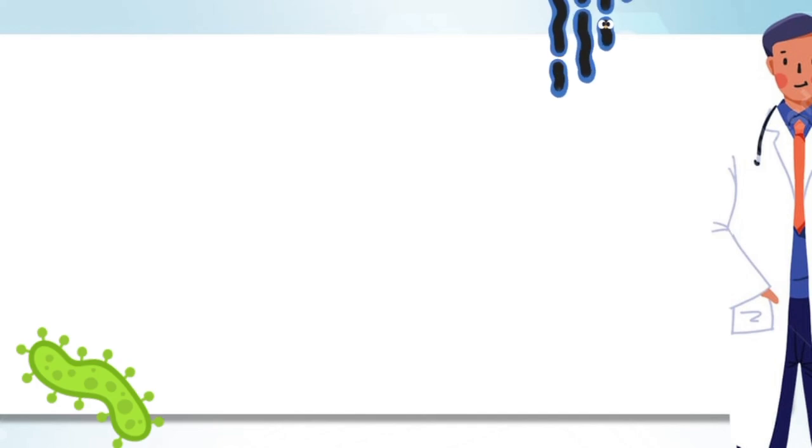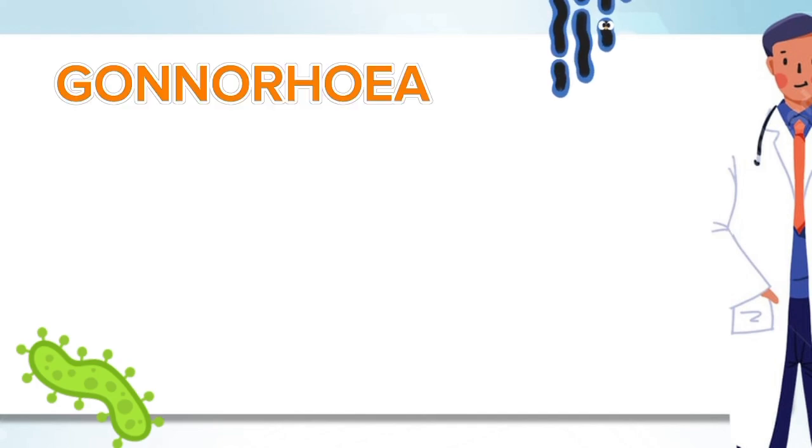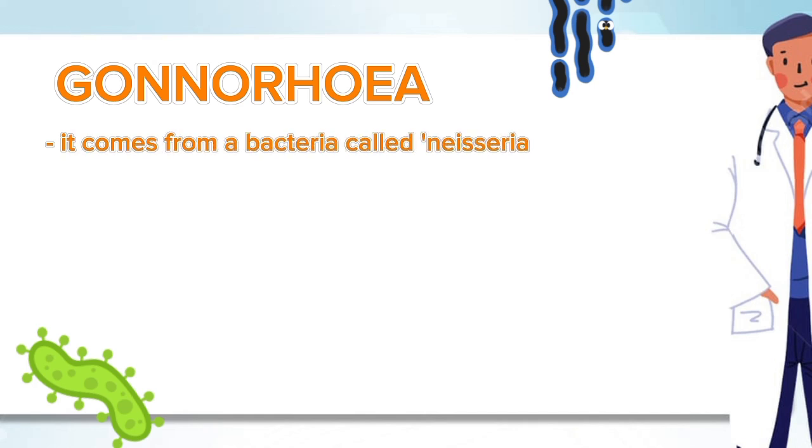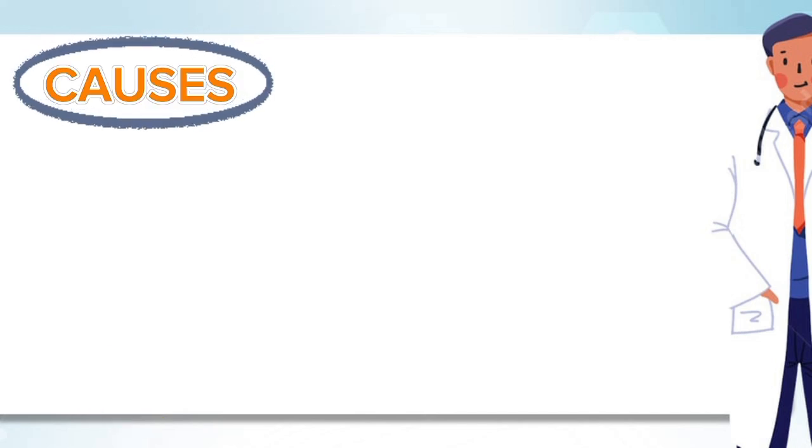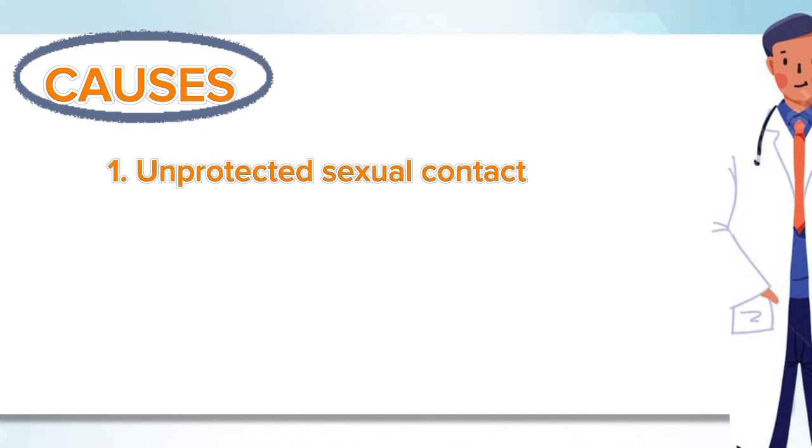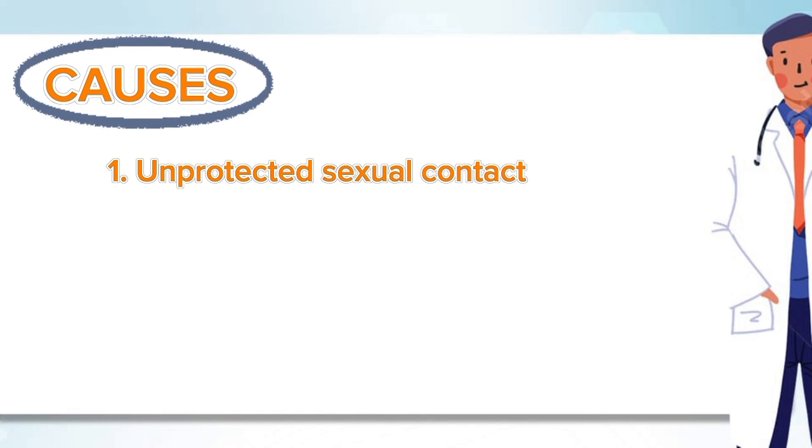Now let's go to the next sexually transmitted disease. We have gonorrhea. It comes from a bacteria called Neisseria gonorrhoeae. Sexually active people of any age can get gonorrhea and give it to their partners. Here are the main causes of gonorrhea. Unprotected sexual contact. Having sexual intercourse without using a condom significantly increases the risk of contracting gonorrhea.